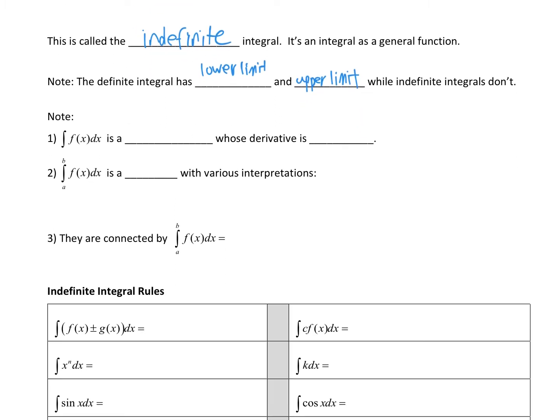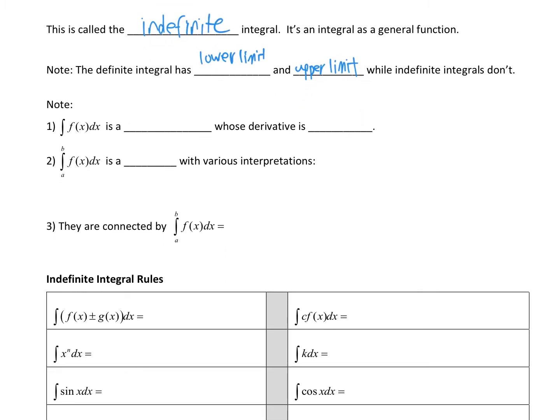All right, let's look at the first one. Symbolically, again, the integral of f of x is a function whose derivative is equal to f of x. If we look at the definite integral from a to b, when you calculate this out, you're going to get a number. It's a number with various interpretations. It could be the area under the curve, and today we'll talk about one extra interpretation of how we can use the integral.